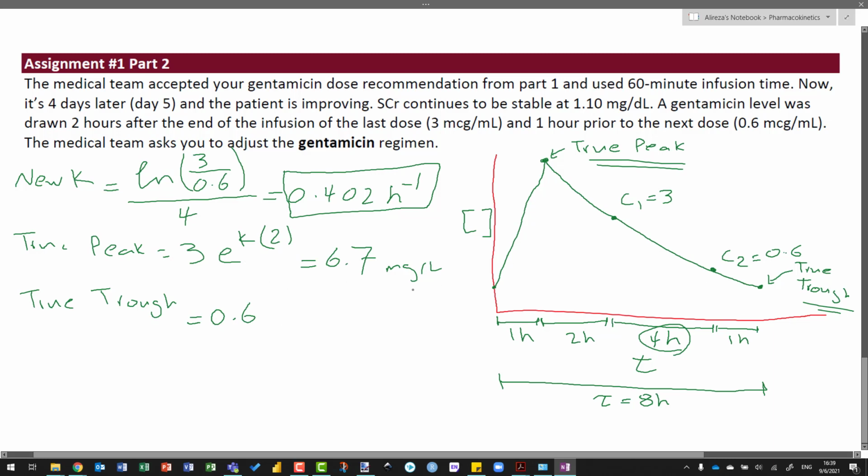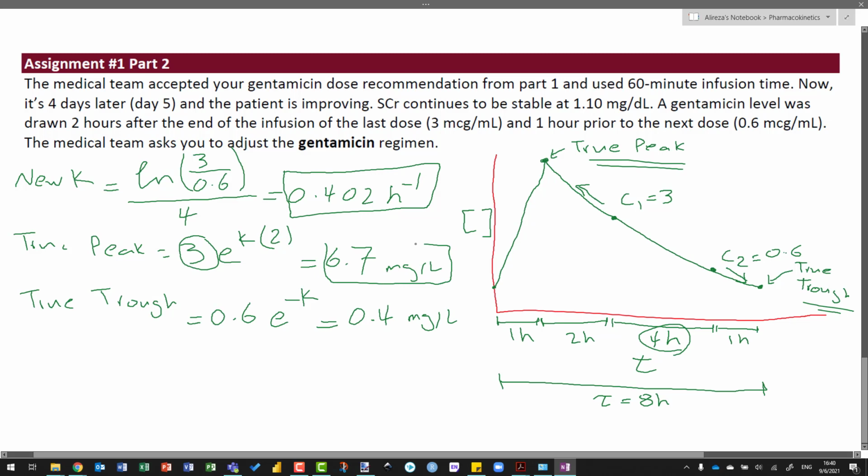0.6. Now, because we're going in a different direction, you do need to put a negative before k. This is negative k because we're going in this direction. Before, we were going in the positive direction from C1. To get the true peak from C1, which was 3, we were going up, so it's a positive k. In this case, from C2 to true trough, we're going down, so it's negative k, which would give us a value of 0.4.